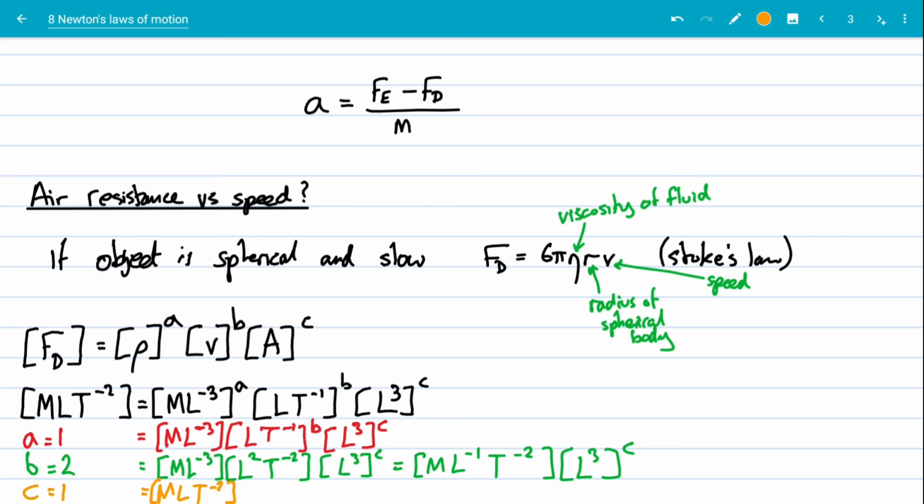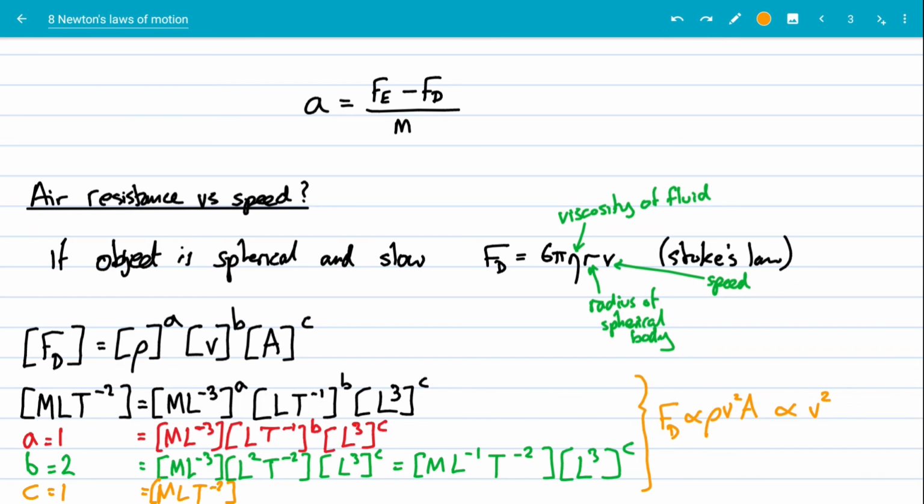So using all these, we end up with F is proportional to rho to the power of 1, v to the power of 2, because b is 2, and A to the power of 1. And so you can see that F is proportional to v squared if A and rho are constants. So Stokes' law, F is proportional to v, but if we've got turbulent flow of the fluid around the object, F is proportional to v squared. So I'll leave that there.